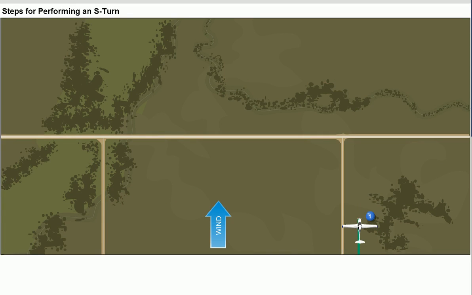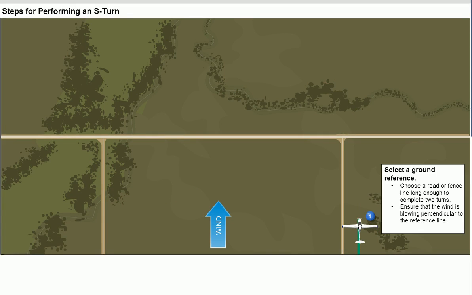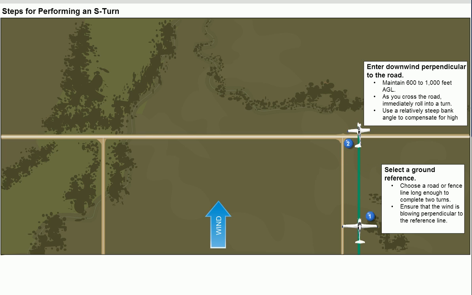The first step in performing an S-turn is to select a ground reference to fly across. Choose a road or fence line long enough to complete 2 turns. Ensure the wind is blowing perpendicular to the reference line. Once you have picked your ground reference, enter downwind perpendicular to the road. Maintain 600 to 1,000 feet AGL.